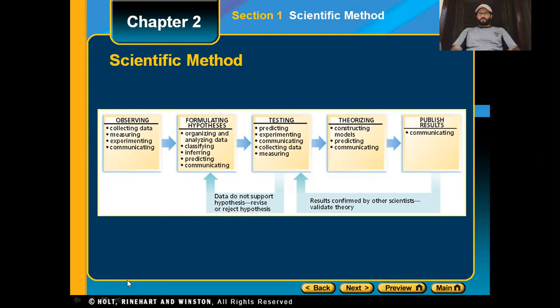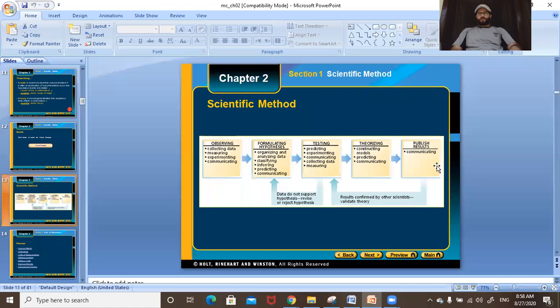Let's suppose our hypothesis is not correct, then we will again move toward observation. Then we will again formulate a hypothesis. Then we will do a new experiment in order to make it correct. So this is all about today's class, dear student.